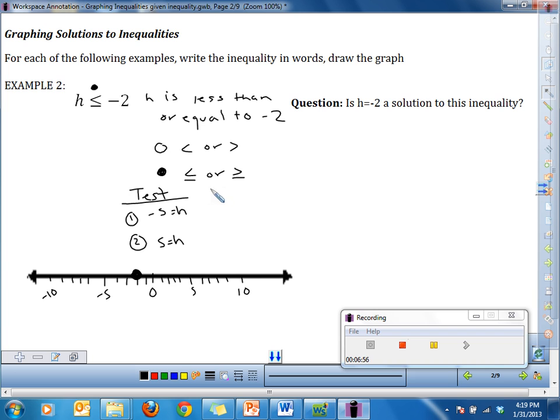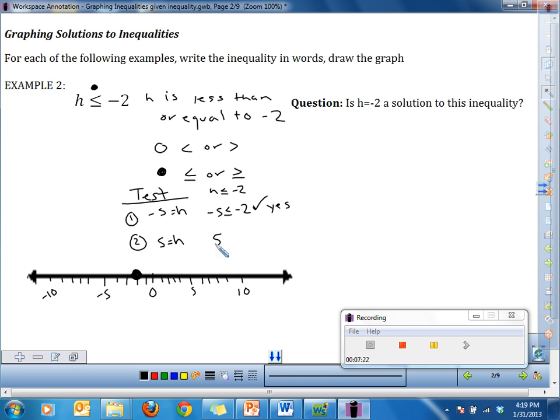So if my inequality is h is less than or equal to -2, if I replace h with a -5, is -5 less than or equal to -2? Well, if I look at my number line, -5 is less than -2. Remember, the bigger the negative number, the smaller it actually is. So this is true. That works. That's a yes. That's a true statement.